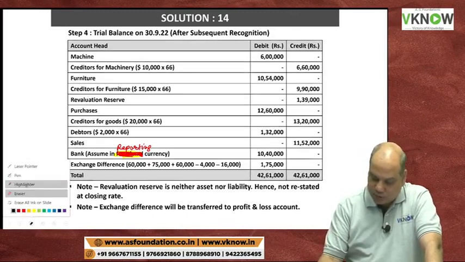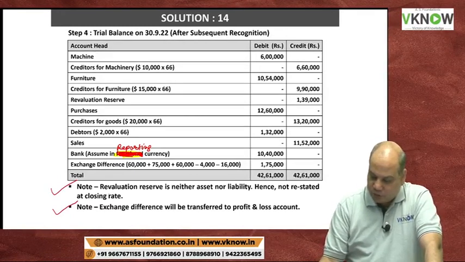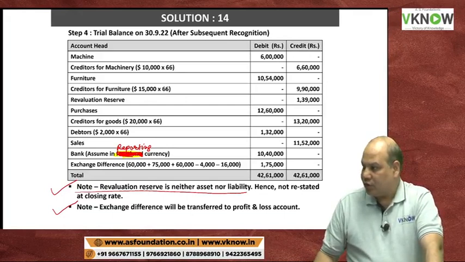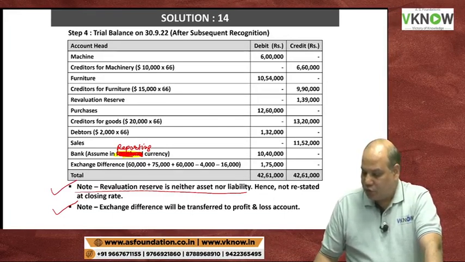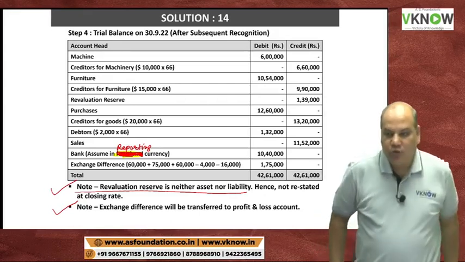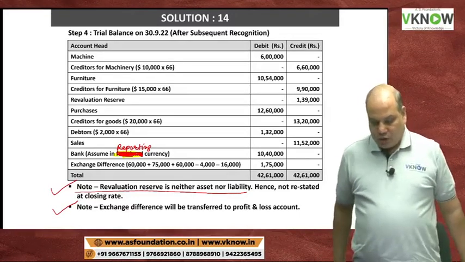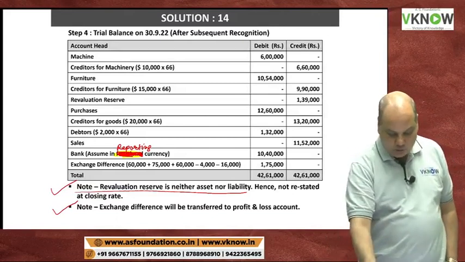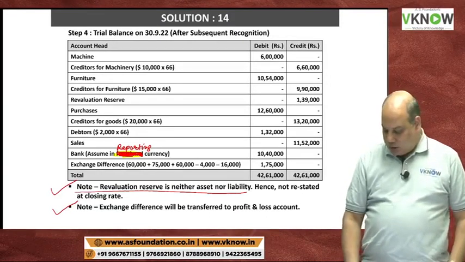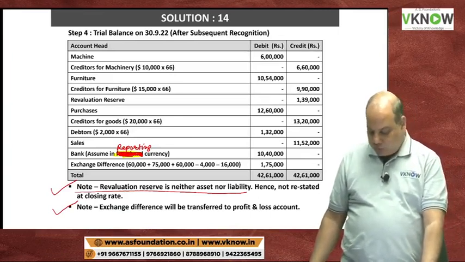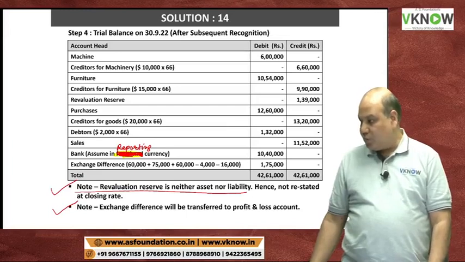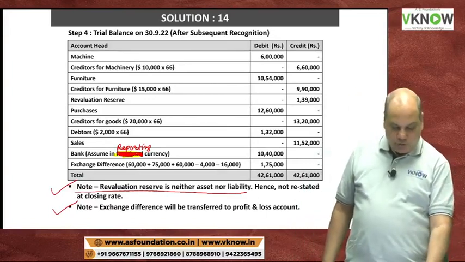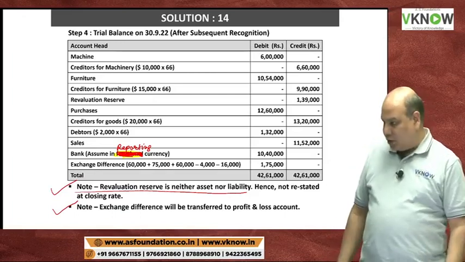Just write down two notes and complete. For future reference: revaluation reserve is neither asset nor liability, hence not restated at closing rate. And the last point, write down: exchange difference will be transferred to profit and loss account.